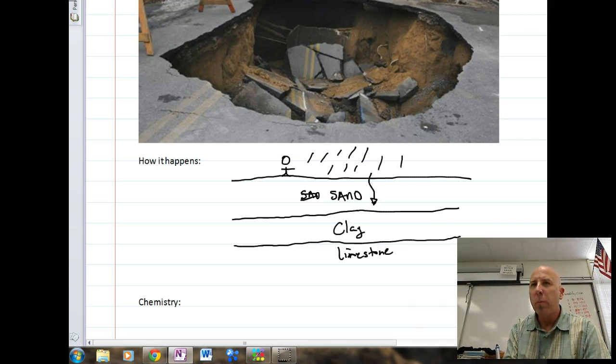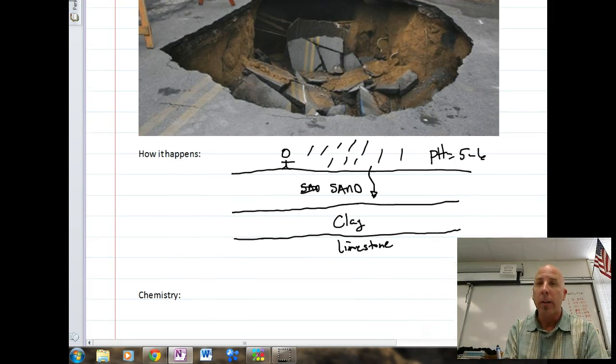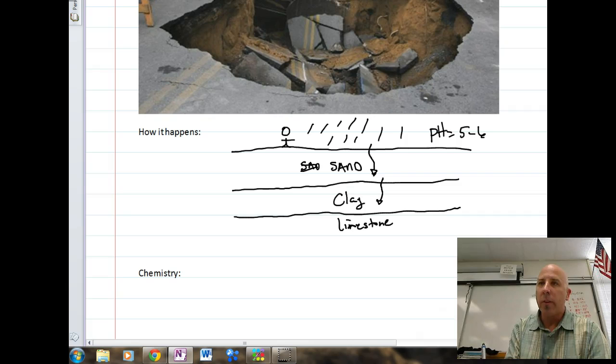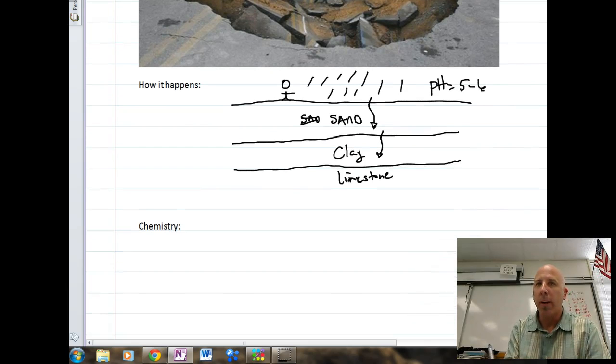Now, rainwater typically has a pH of not neutral. It's usually anywhere between 5 and 6. So it's slightly acidic, not very acidic, but slightly. So there is a presence of some hydrogen ions, definitely. Oftentimes that water will be slowed down as it goes through the clay. The clay doesn't allow water to transport down as fast as just sand. But then we get down into the limestone.